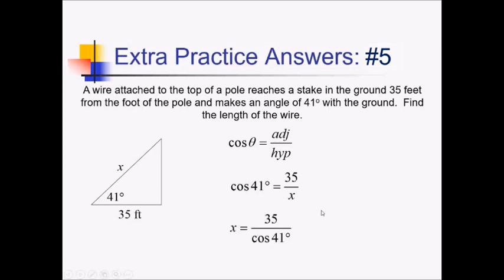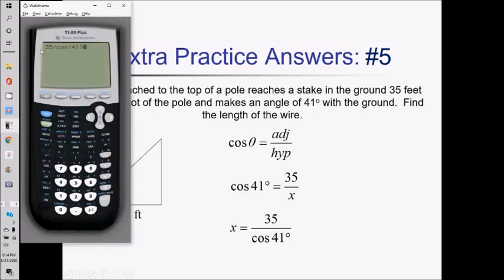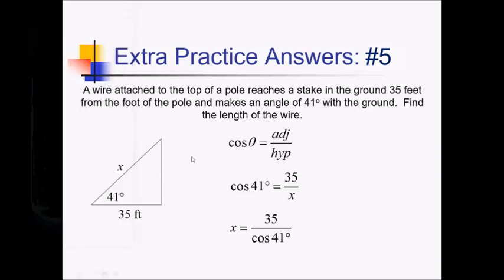And at this point, there's nothing else for it. I've got to use the calculator. So on my calculator, I've got 35 divided by cosine of 41. Press enter. And that is 46.4. 46.4 what? Well, we have distance units of feet, so that's going to be in feet because that is a distance.